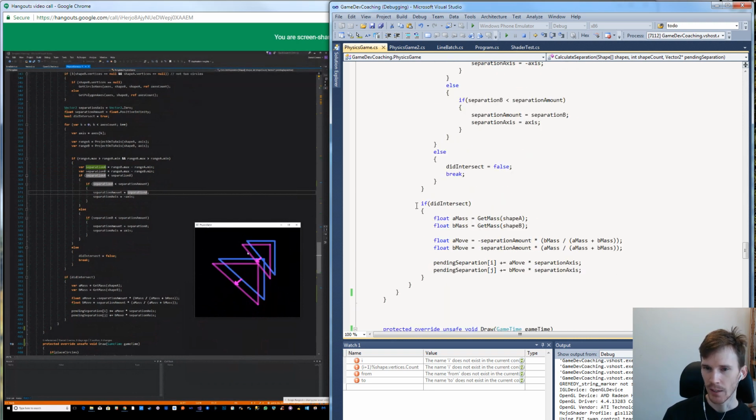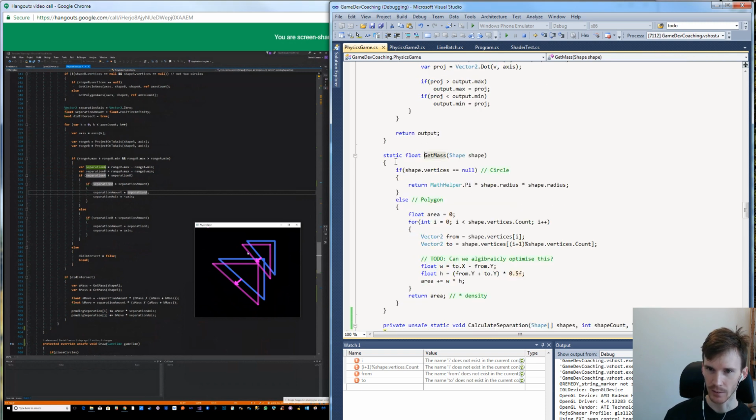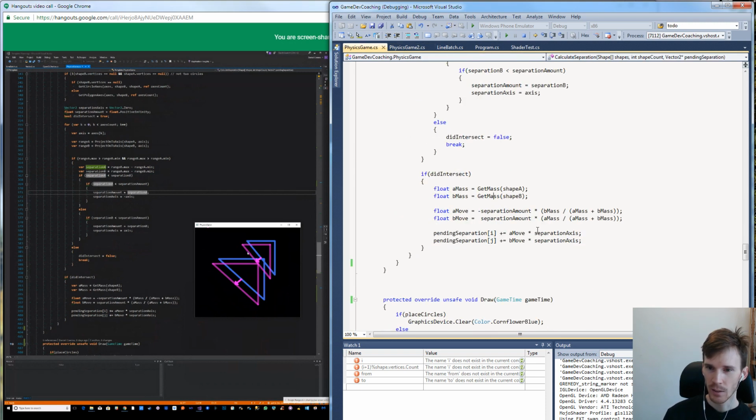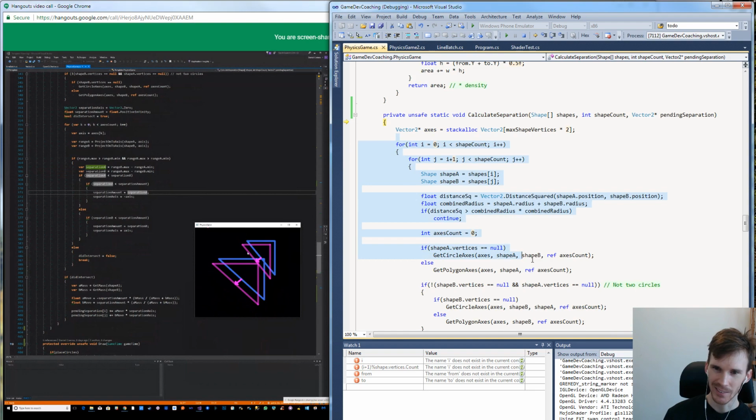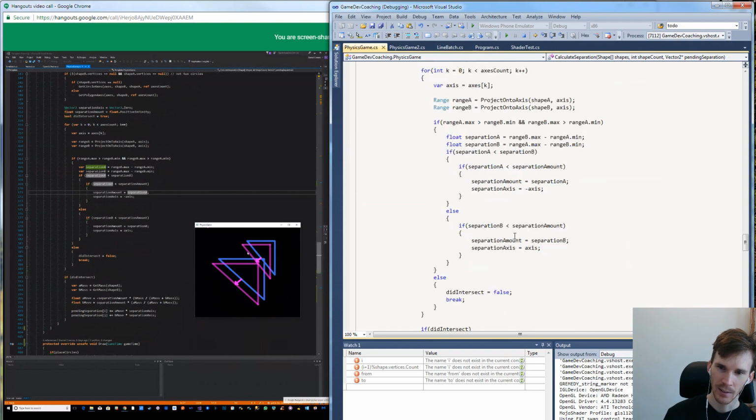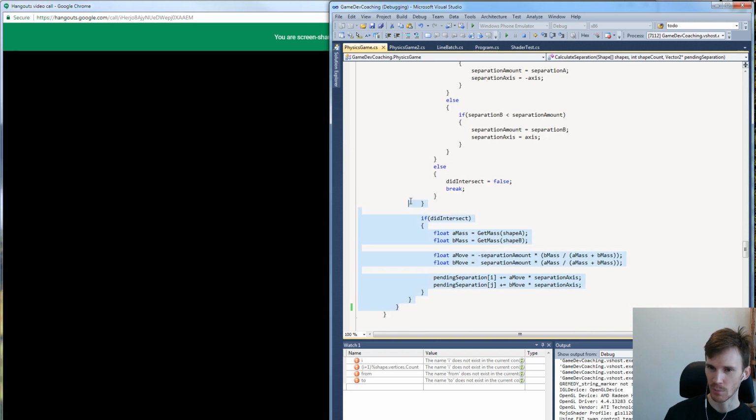Keep going, and then we get, okay, we've detected intersection. If did intersect, get mass, and then we're moving by some multiple of the mass. That's new code. I know it's been a little while since we wrote it, but this is the stuff we just added, the mass for polygons. You'll recall we wrote get area over polygon. So just by going through this calculate separations method, we've said, here's all the places it could be. Let's start at the most likely place, which is going to be get mass.